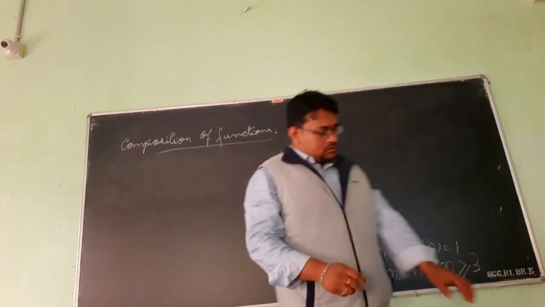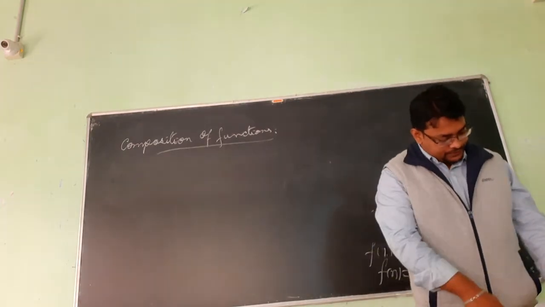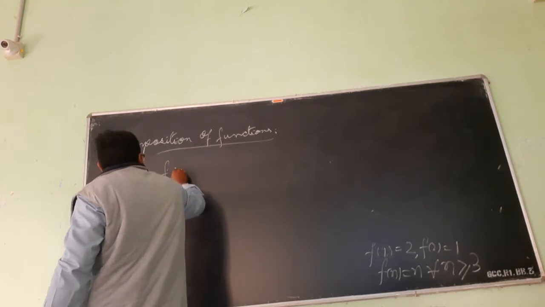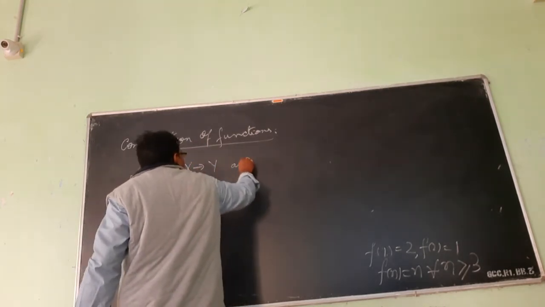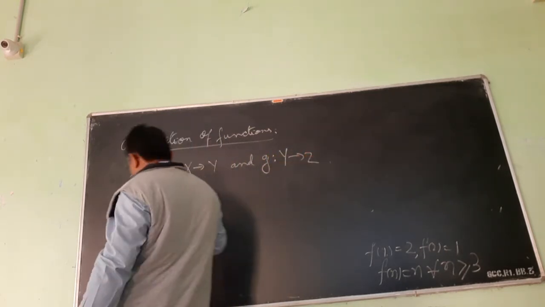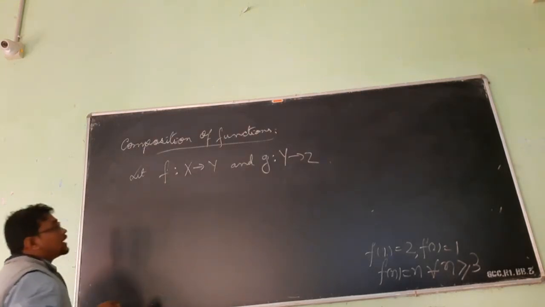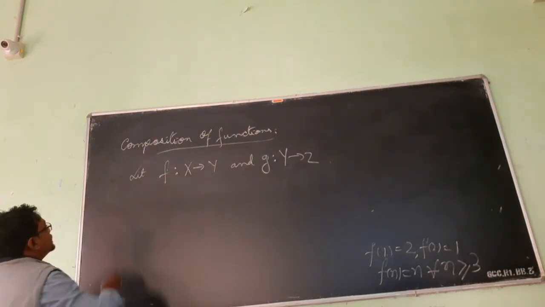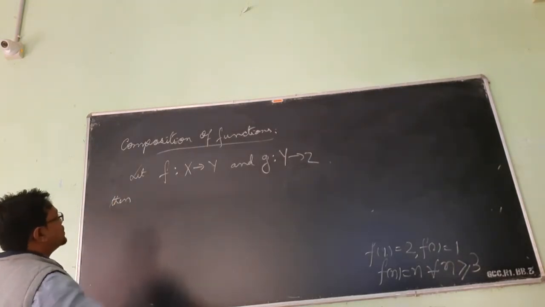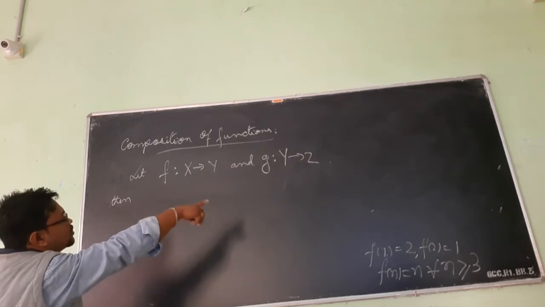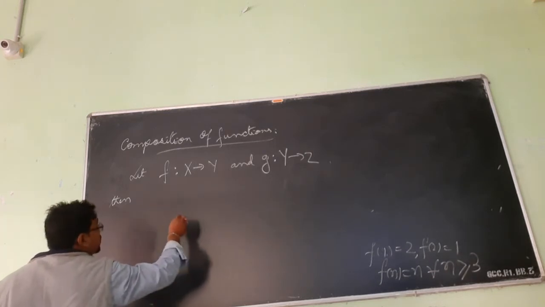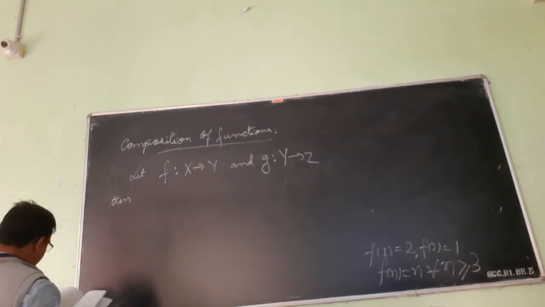Okay. So how will we define composition of functions? Right. So let f be a function from X to Y and g be a function from Y to Z. So we will combine these two functions to get a new function. We can combine it this way: starting from X we go to Y, starting from Y we go to Z. Okay, so we can define the function GOF.